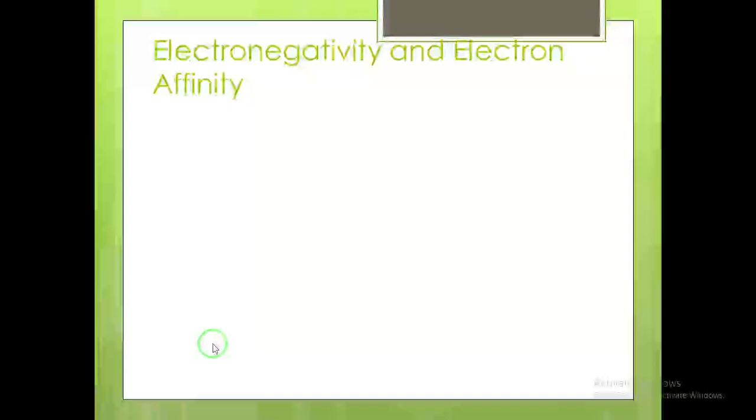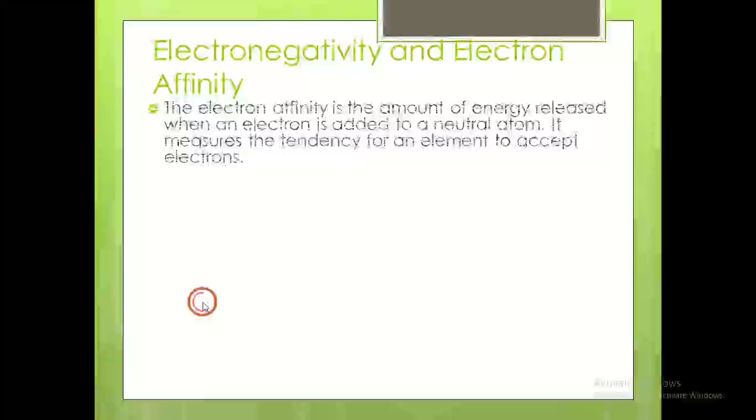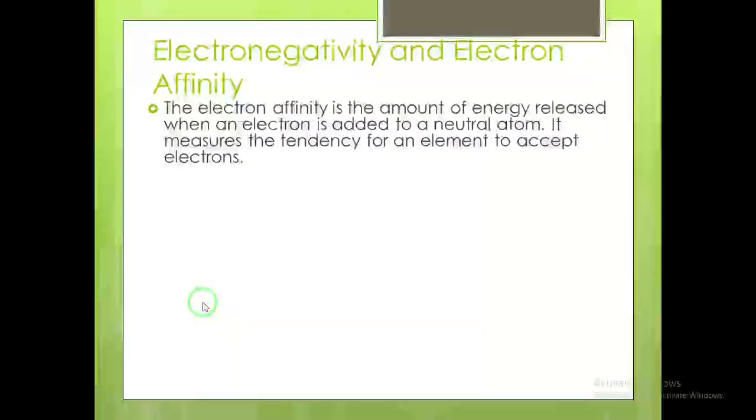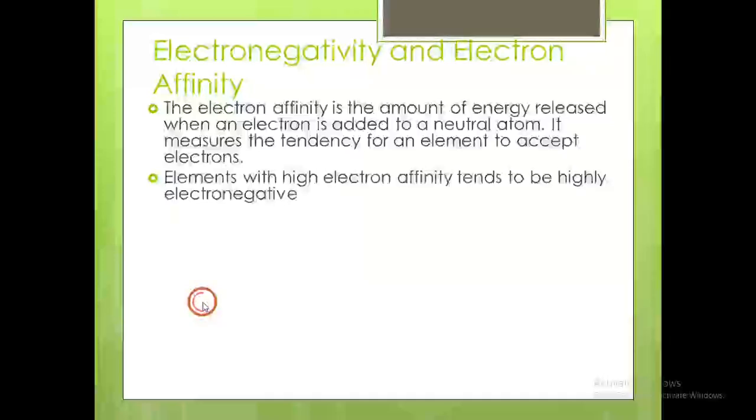Now we say that an element that likes to take electrons has a high electron affinity. It likes to take electrons. We say the electron affinity is the amount of energy released when an electron is added to a neutral atom. It measures the tendency for an element to accept electrons. High electronegativity elements always like to take electrons. You can see that a highly electronegative element has a high electron affinity.